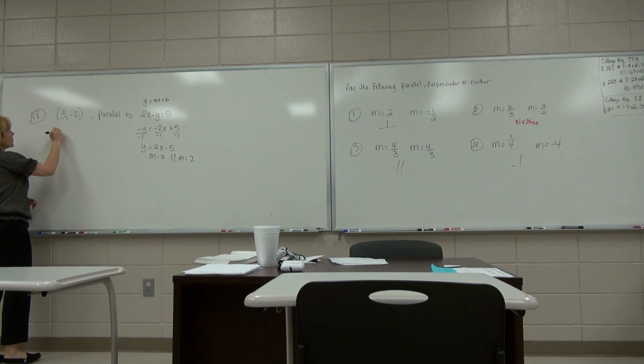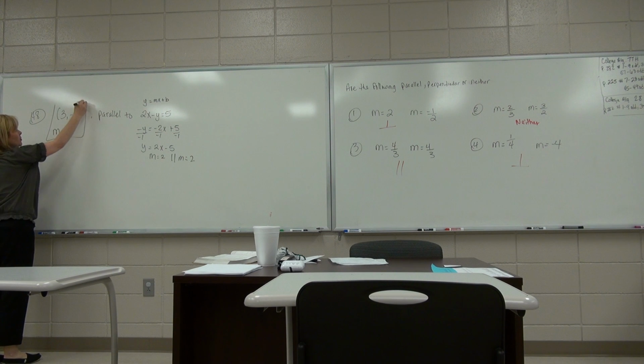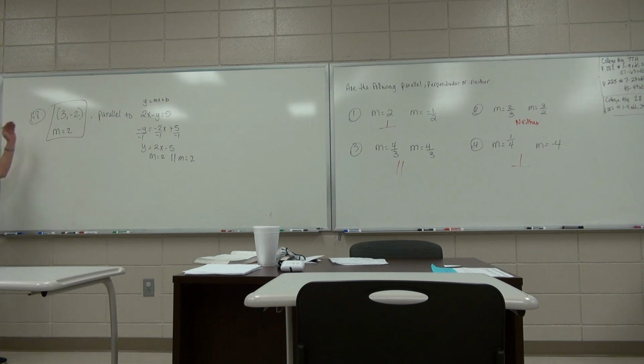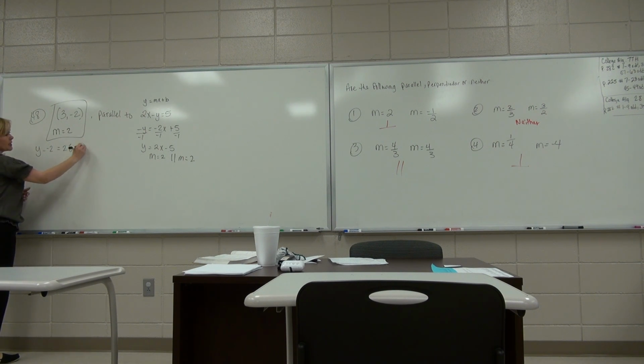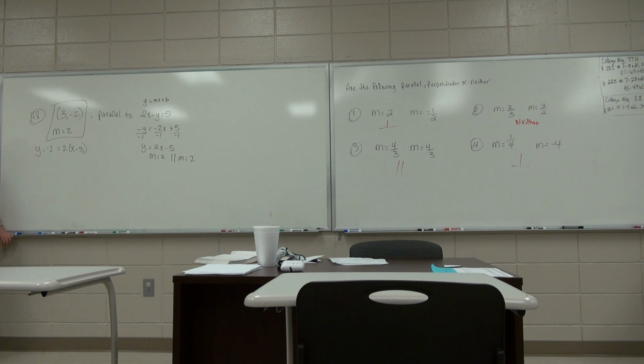So now it's just like all the problems that I was just doing. You're given the point and the slope. So now let's plug into that point-slope formula. So I've got y minus a negative 2 is equal to 2 times x minus 3. Anytime you're told to find the equation of the line, you're going to use this point-slope formula. Everybody see where everything comes from?